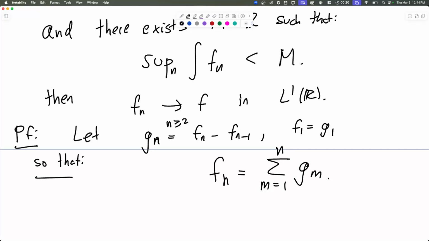So the Fn's are the sum of the G's, and now we're going to be in the setting where we're going to see if the Gn's are summable. We will see the Gn's are absolutely summable.